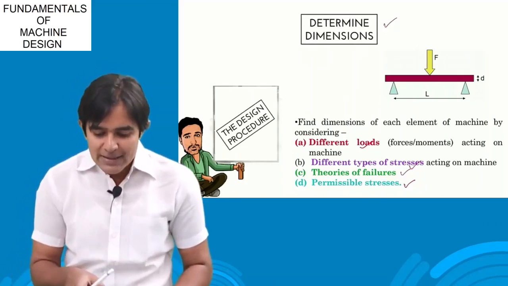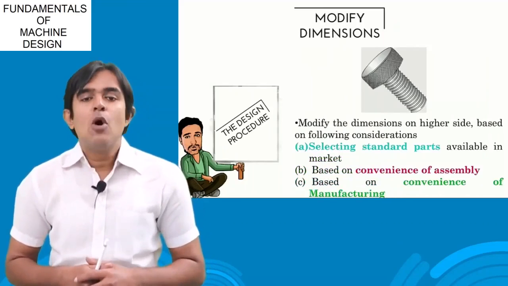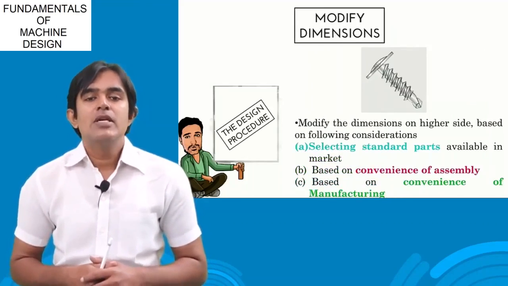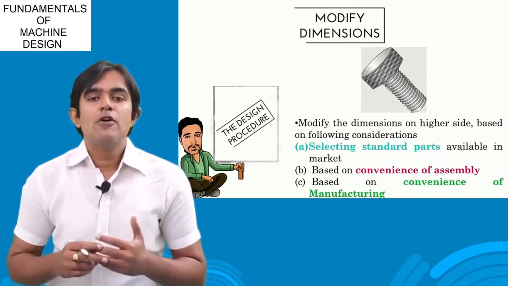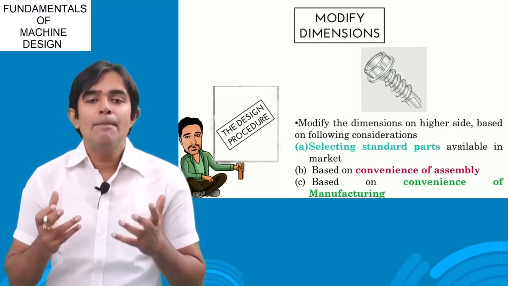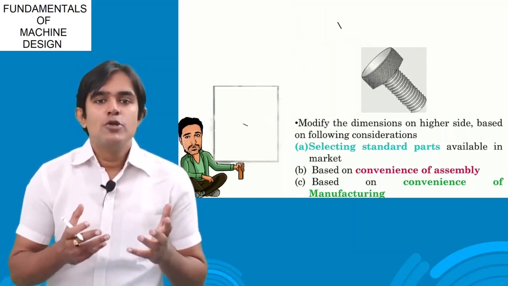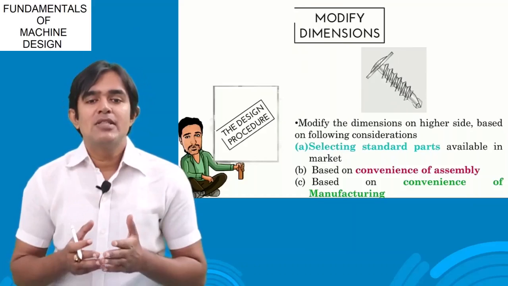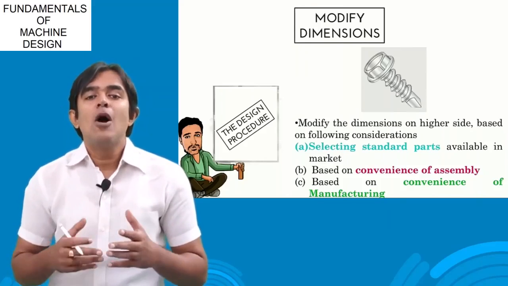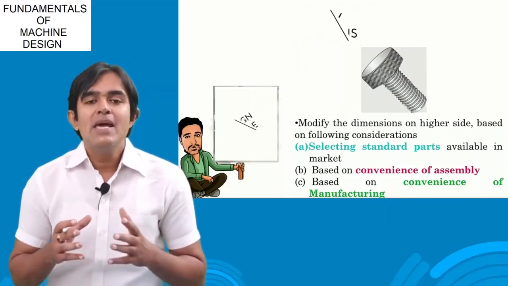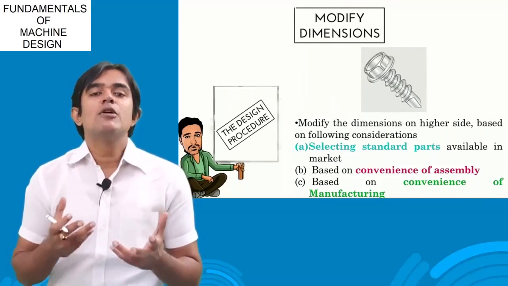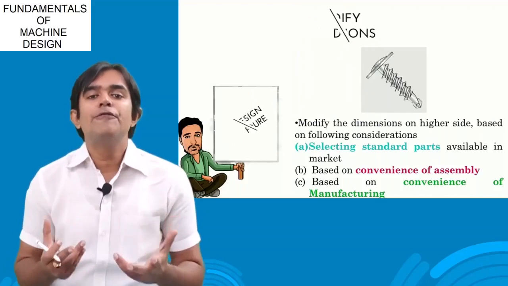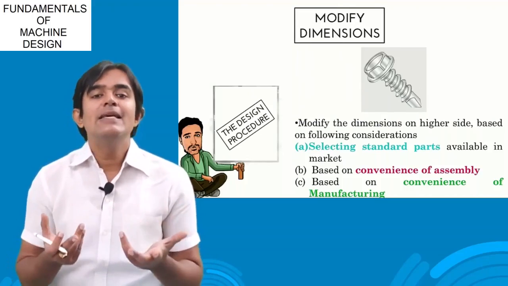Let us move to the next step. The next step is modifying the dimensions. Now see, there is always a chance of improvement. So if you have defined a part in the previous step and determined the dimensions, then in this step you are trying to modify the part. You're trying to make it more usable. You're trying to make it in such a manner that it is not going to fail very easily.